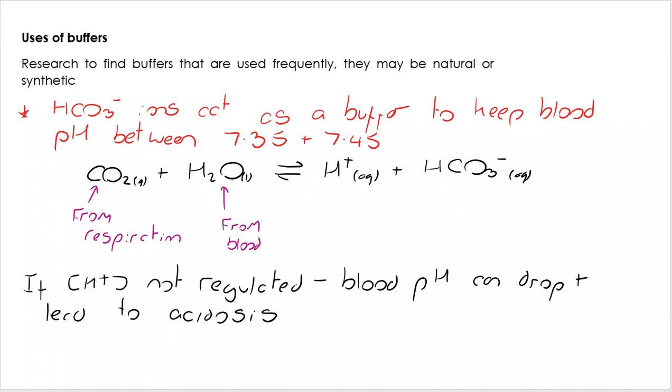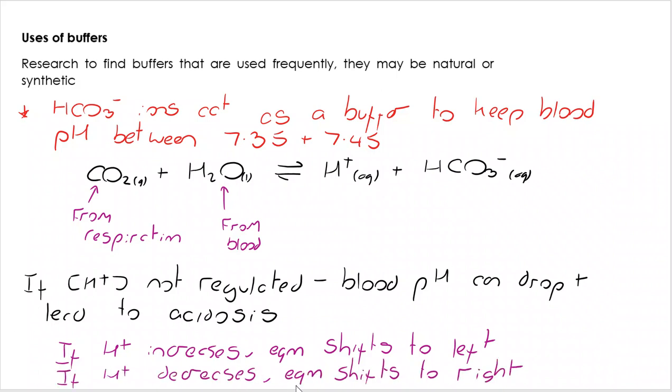If we don't regulate the H plus concentration, the blood pH can actually drop, and there can be a disease called acidosis. It can cause the body to start to malfunction. It can cause somebody to go into a coma, ultimately. But we have a buffer here. If the H plus is increased by an addition of a small amount of H plus, the equilibrium will shift to the left to reduce it. And if the H plus is decreased, the equilibrium will shift to the right to increase it again.